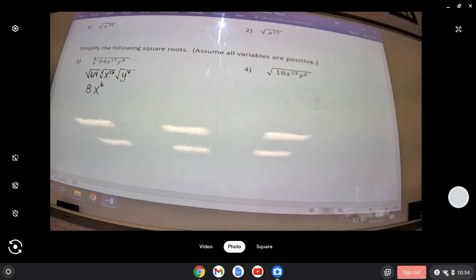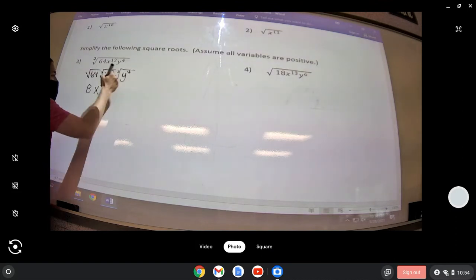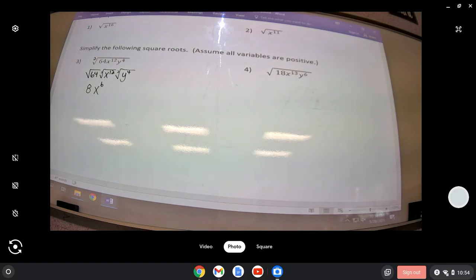He's a perfect square. Can I take the square root of y to the 4th? Does 4 divide by 2? Yeah, what's 4 divided by 2? It's 2. That's going to be y squared. So everything involved in this problem was a perfect square. Everything underneath this square root was something that I was able to square root. So I'm left with a beautiful answer, 8x to the 6th y squared.